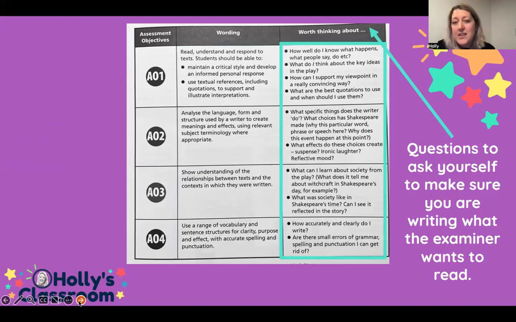And over on this side are some prompt questions to ask yourself to make sure that you're doing what the examiner is looking for. Now, I always suggest reading through these prompt questions before you write an essay answer for your literature exams, particularly for Macbeth here. It'll get you thinking in the right sort of way.